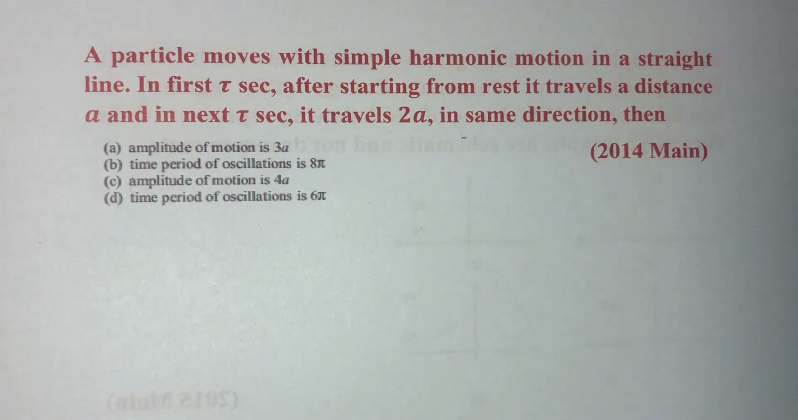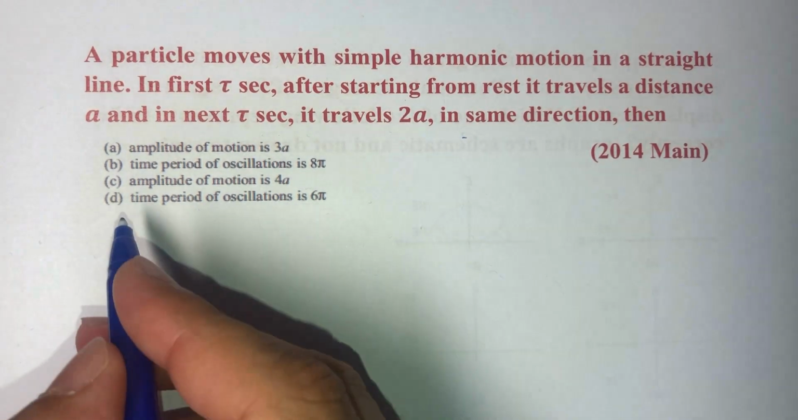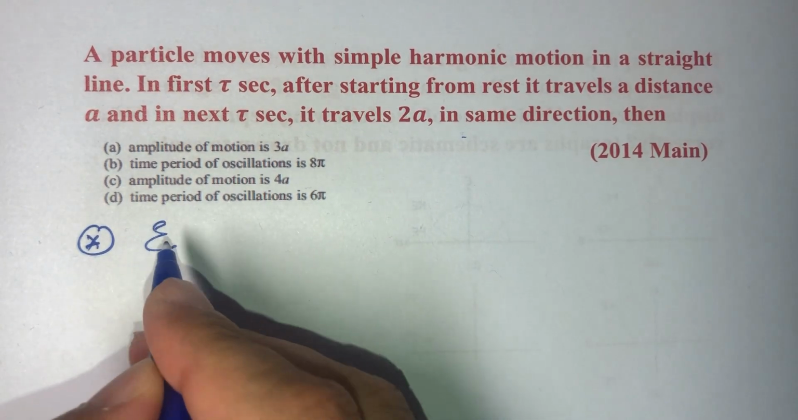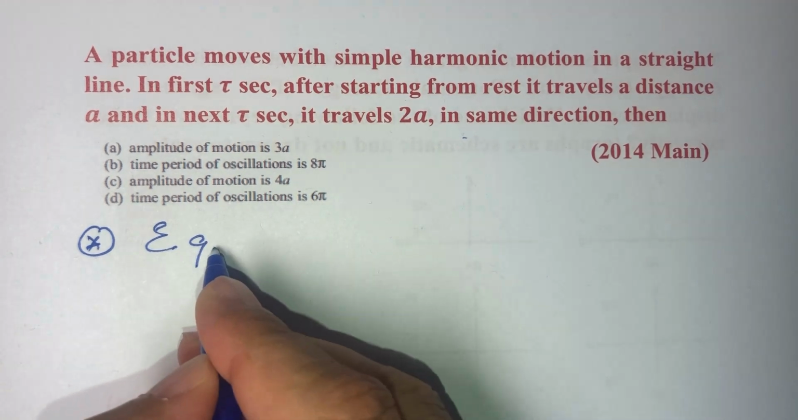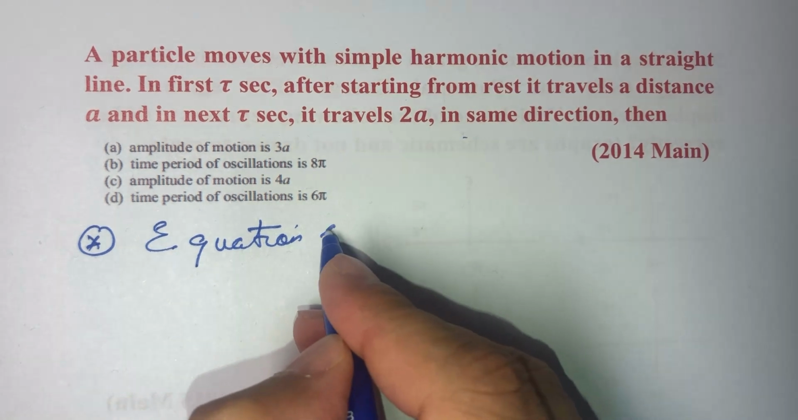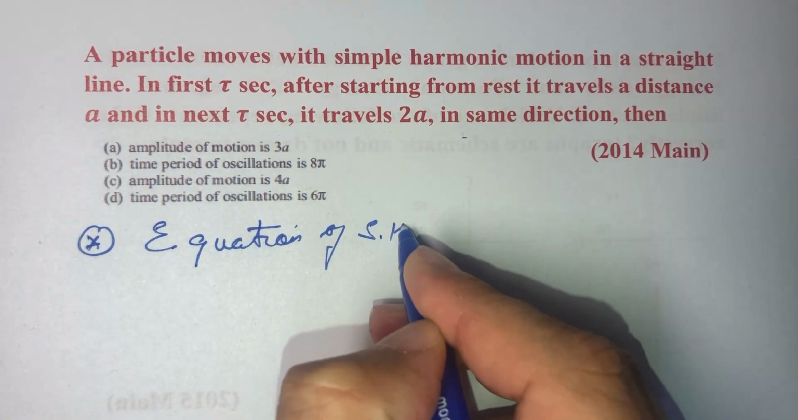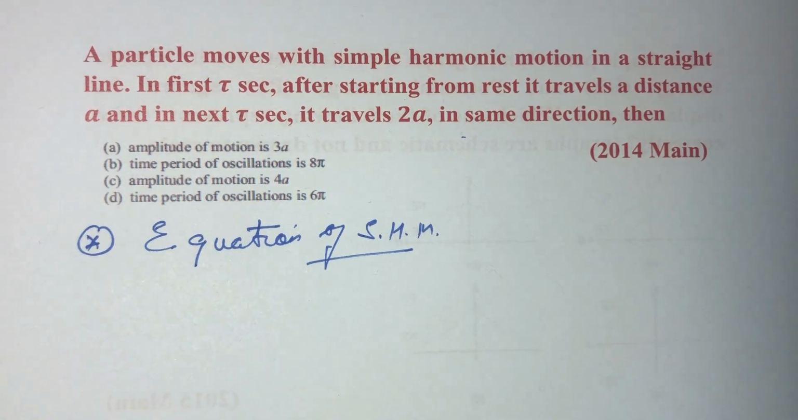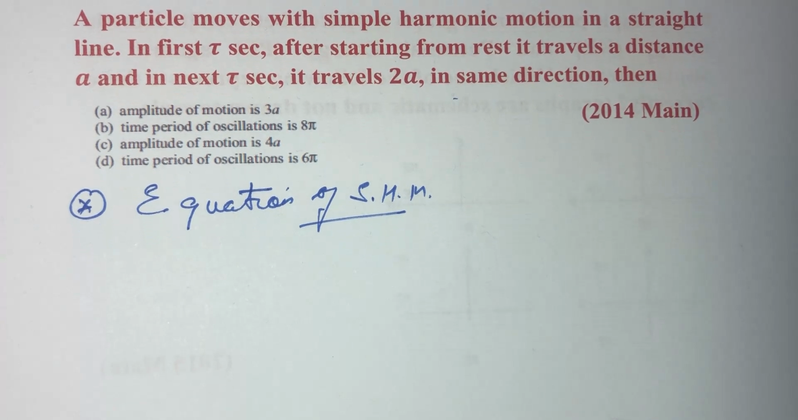Okay, so let us first of all write the equation for the SHM. So it states that if the displacement of the particle, which is performing an SHM, is x, then x will be equal to A cos of omega t.